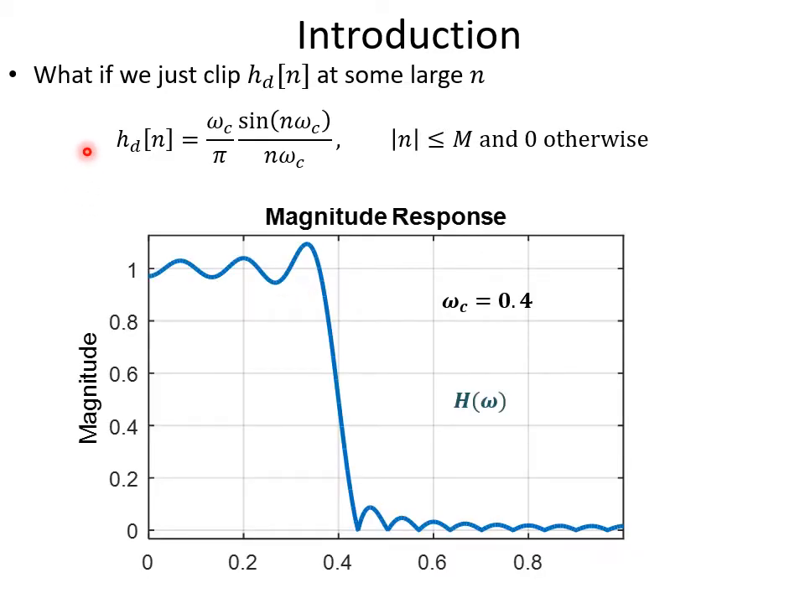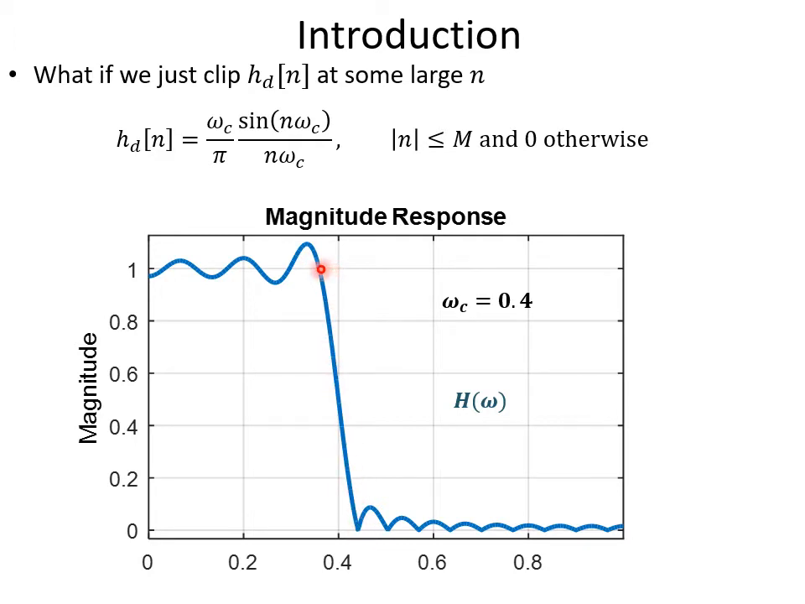The frequency response of this filter is shown in this graph for omega c equal to 0.4, and you can see that this is the cutoff frequency, omega c equal to 0.4. In the pass band there are some ripples, and in the stop band again there are some ripples, which can be observed from this figure. Also you can see that the transition from pass band to stop band is not abrupt, not like a brick wall, but it goes down gradually.